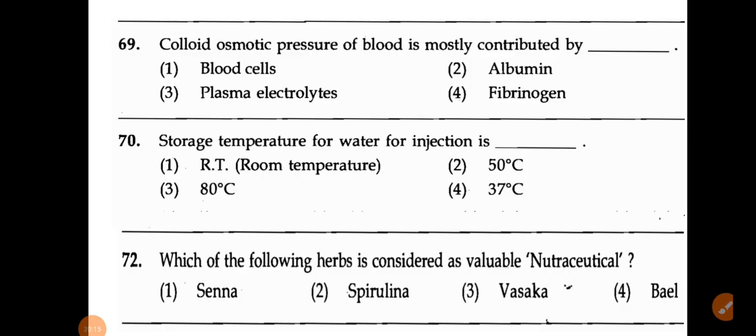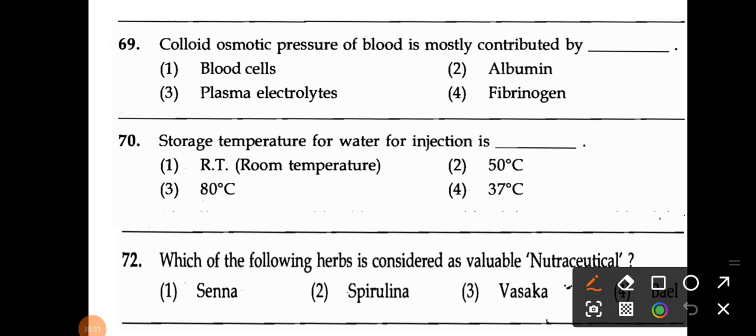Next one, 69th, colloidal osmotic pressure of blood is regulated by or contributed by the blood cells, albumin, plasma electrolytes and fibrinogen. So we know what is the correct answer here, that is your albumin. Albumin is the correct answer because it regulates the osmotic pressure of your blood.